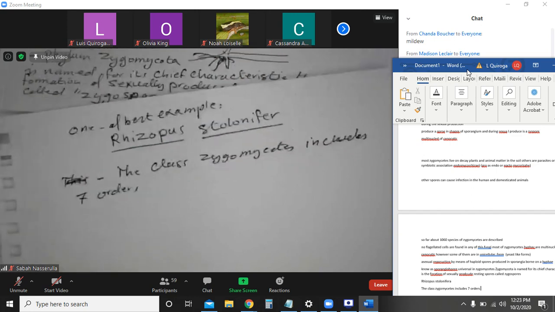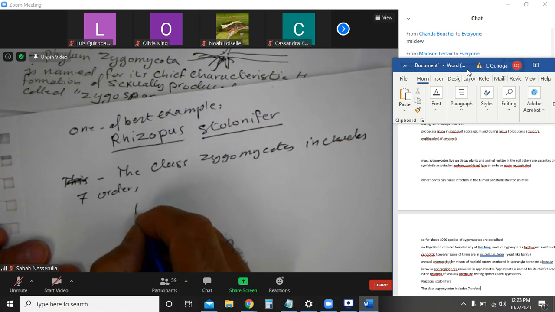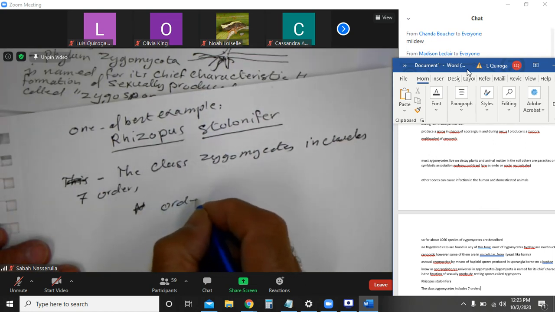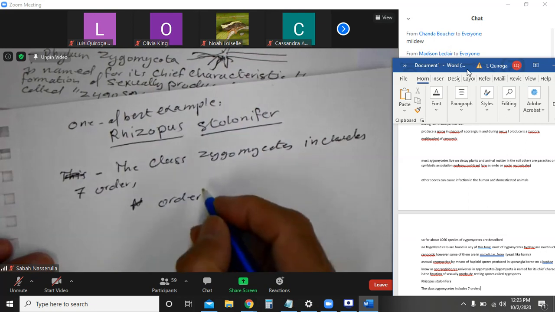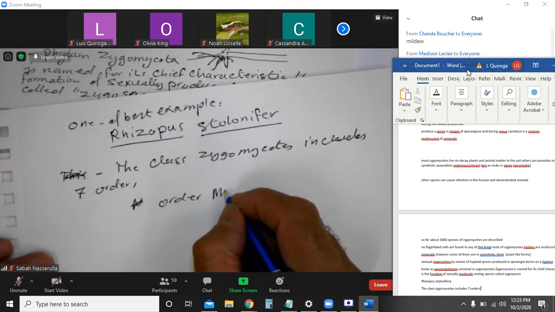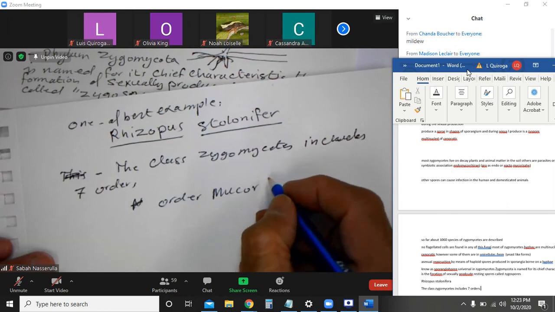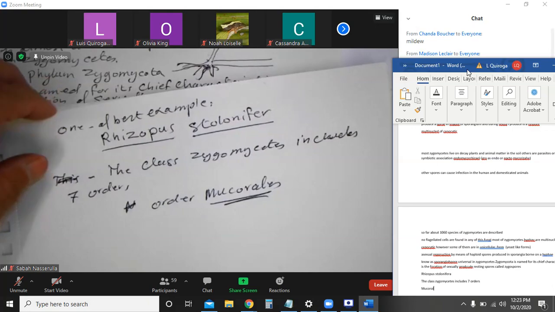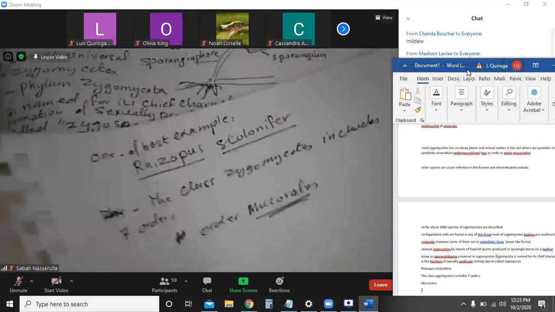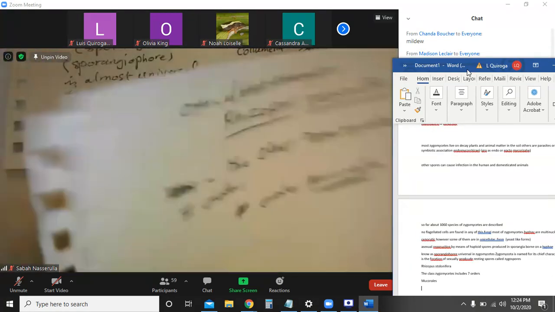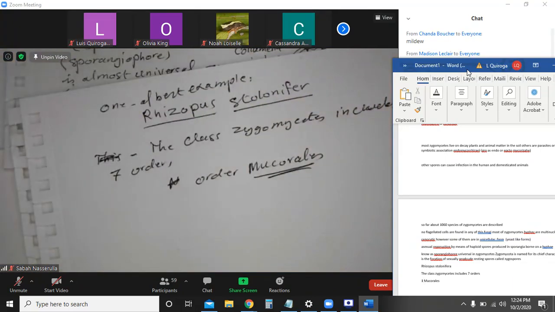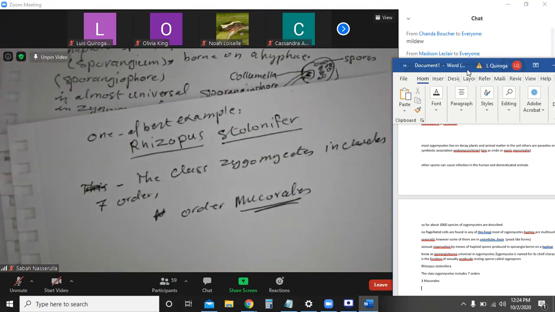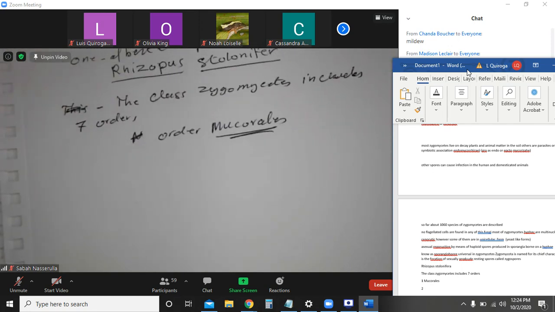Now, I'm going to discuss mainly 2 orders of this one here. One of the orders I'm going to focus on is the order Mucorales. As I mentioned, there were 7 orders, but I'm going to focus more on the order Mucorales.